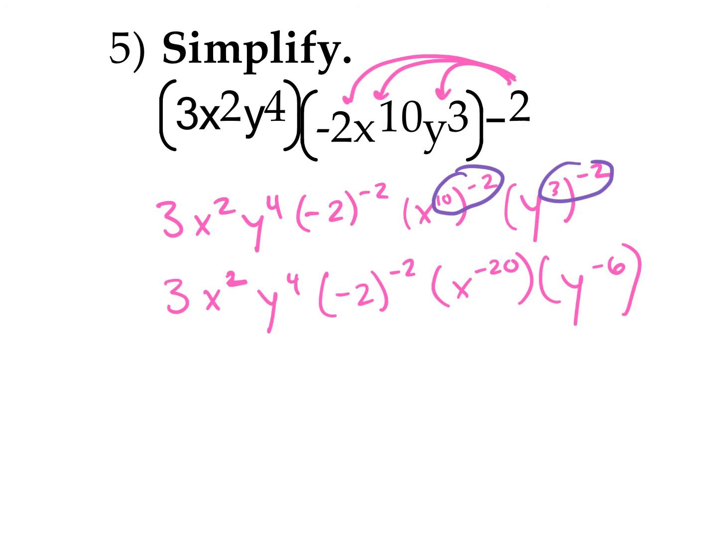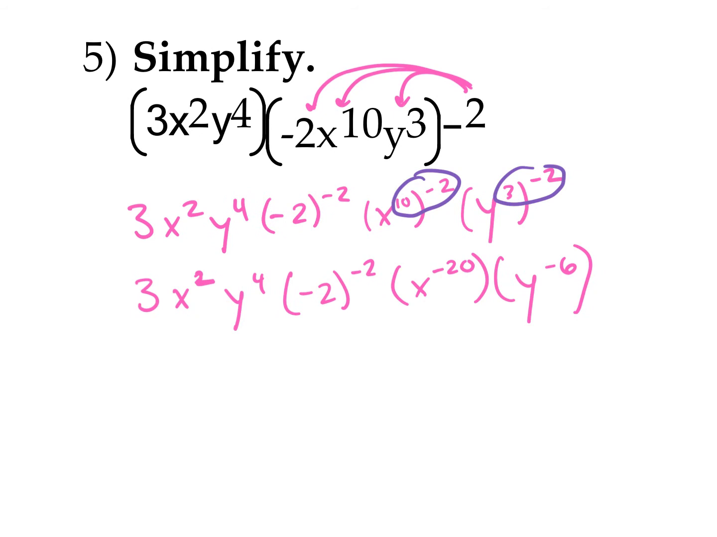Anything with a negative exponent, I want to put it on the bottom. So I'm going to leave everything with the positive exponent on top. So all of these would stay on top. 3x squared y to the 4th power. But then all of these with the negative exponent are going to go to the bottom.